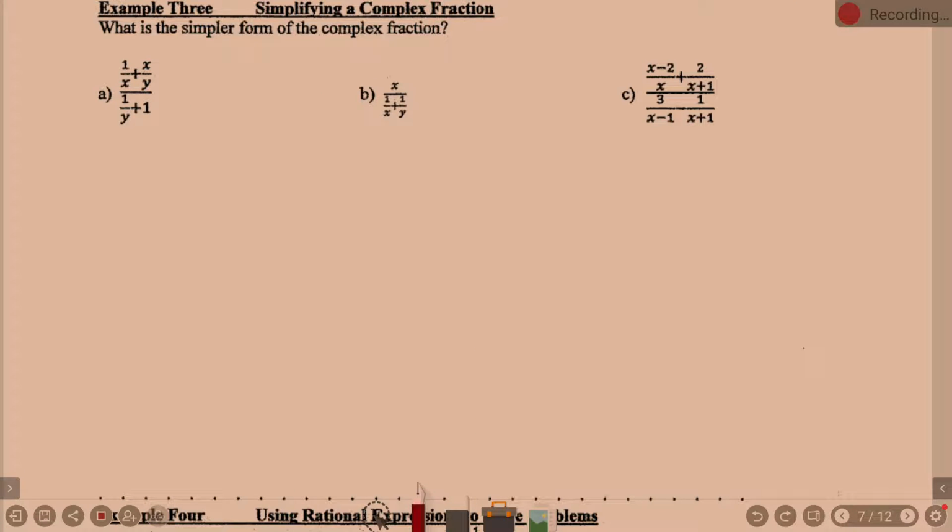So, as we look at A, 1 over x plus x over y, all over 1 over y plus 1. Fractions added on top over fractions added on bottom. Yeah, it's a mess, right? Okay, so look at all the denominators. What kind of denominators do we have? There's a denominator of x, there's a denominator of y, there's another denominator of y.